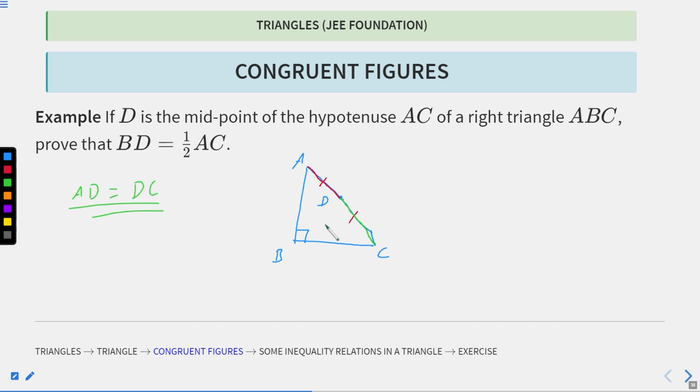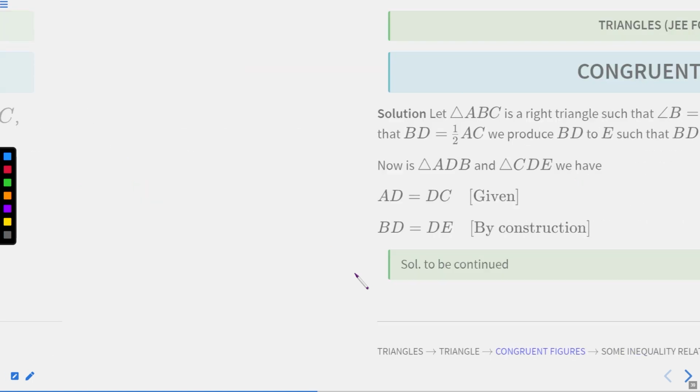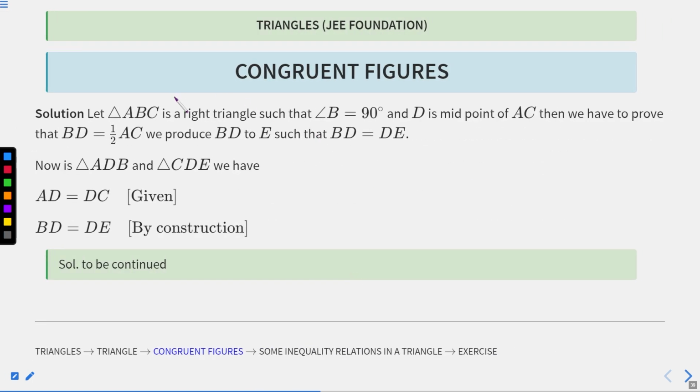Now angle B is 90 degrees, as it is already given. Prove that BD, this line BD, is equal to half of AC, that is, half of the hypotenuse. I hope this is all clear to you. Let's see step by step how we are going to prove that.